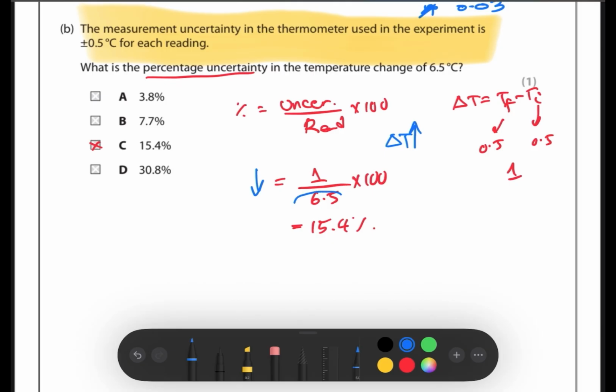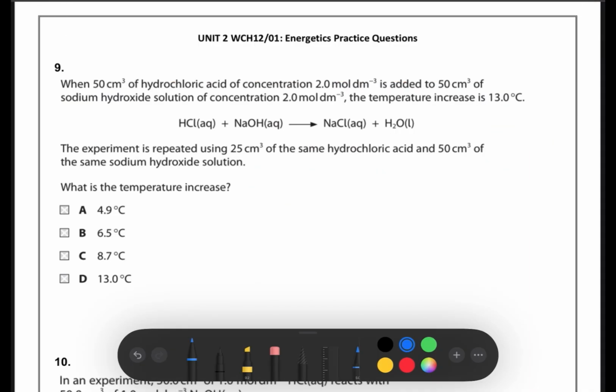So the lower temperature will have a lot of uncertainty percentages. Question 9 says, when 50 cubic centimeter of hydrochloric acid of a concentration of 2 is added to 50 cubic centimeter of sodium hydroxide of a concentration 2, you can notice that we have equal amounts of both, same moles. The temperature increase, delta T, is equal to 13 degrees Celsius.